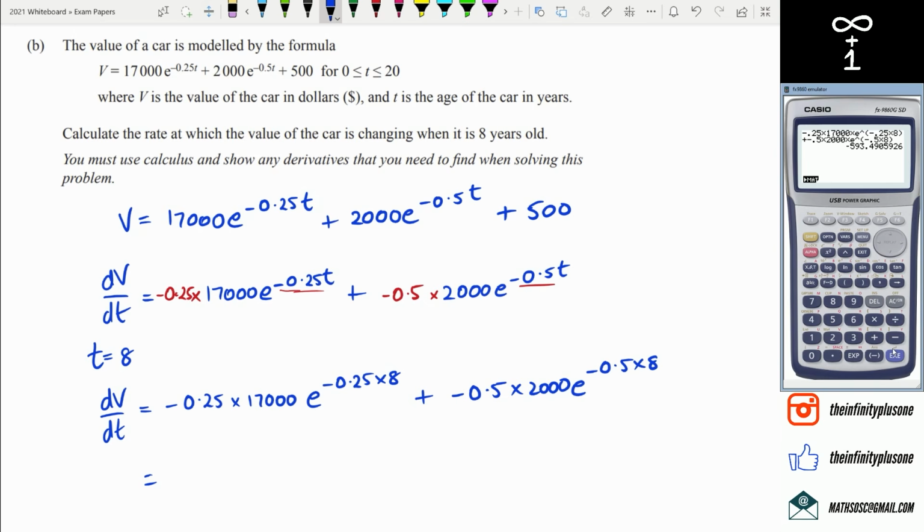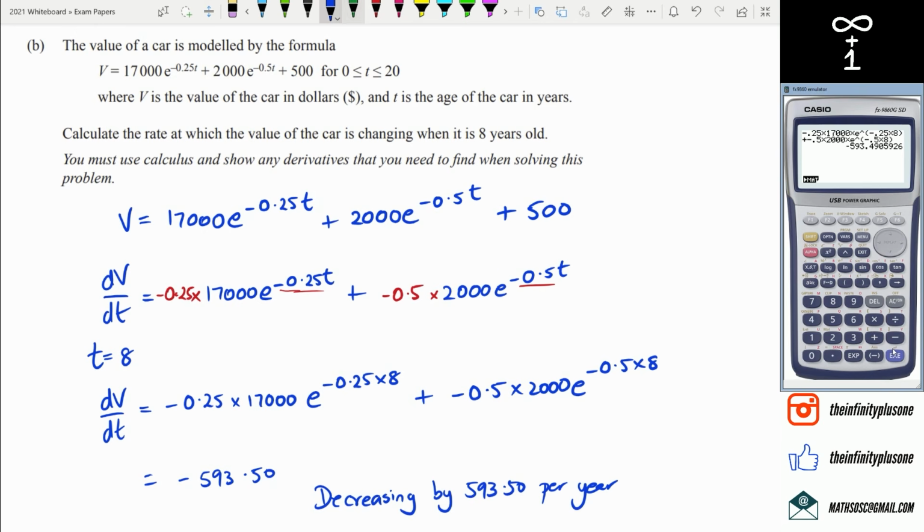So what I'm getting is negative 593.550. Because it's negative, it's a good idea to state that it's actually decreasing. So that's what that negative means. It's decreasing by 593.50 per year.